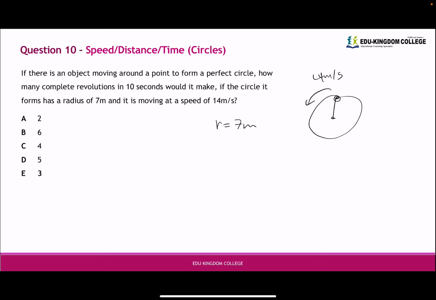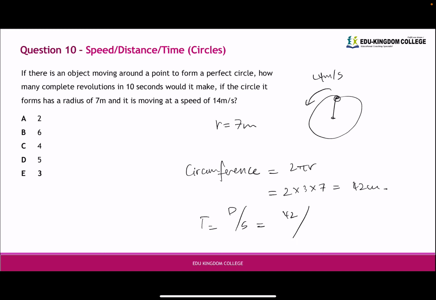So let's calculate the circumference or the distance around this circle first. Circumference is 2 pi r. Just for simplicity's sake, we're just going to estimate pi, so around 3. So it's going to be 2 times 3 times 7, which is 42 meters. Now, let's look back at our time formula. T equals D over S. D is 42. Our speed is 14. So it's going to take 3 seconds per revolution.